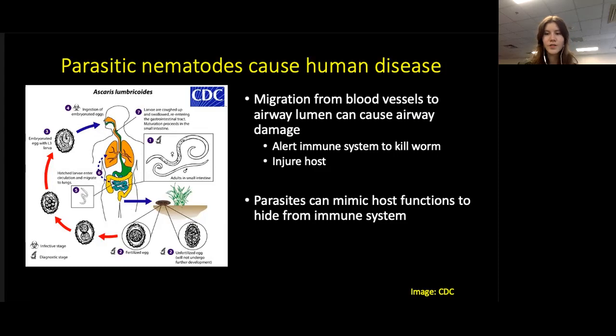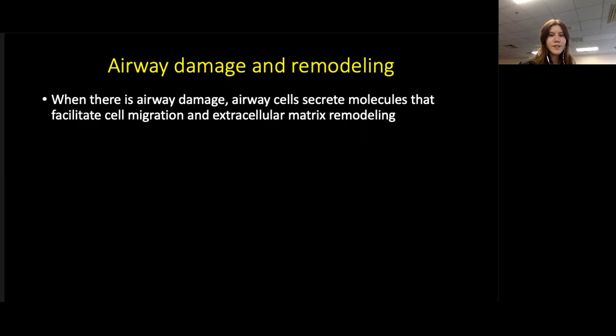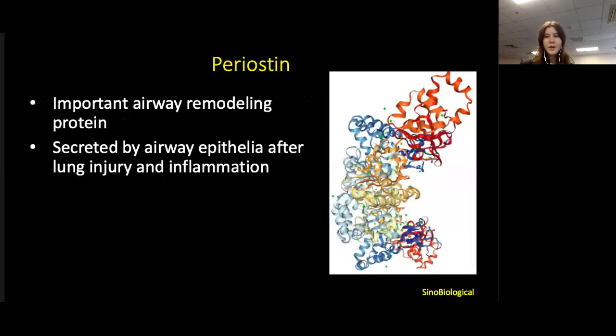So the worms need a way to travel to the lumen and infect the lungs without harming themselves or the host. And to do this, parasites often mimic host functions to camouflage themselves from the immune system. When there is human airway damage, airway cells secrete molecules that facilitate cell migration and extracellular matrix remodeling. An important example of one of these airway remodeling proteins is periostin, which is secreted in large amounts by airway epithelia after lung injury and inflammation.